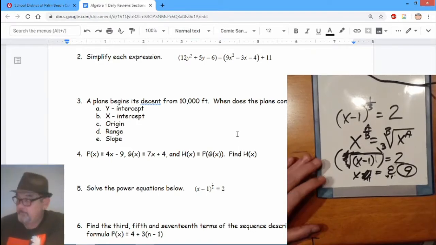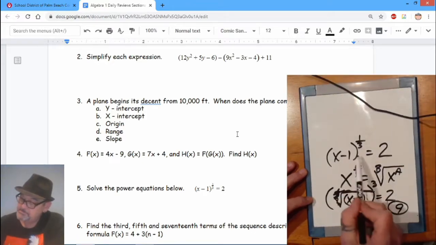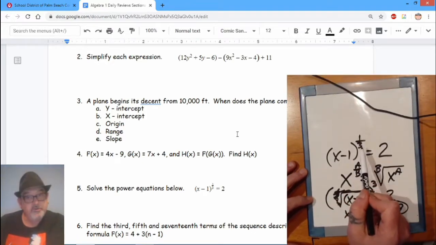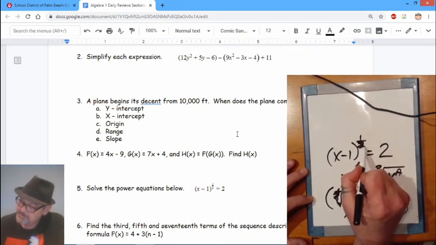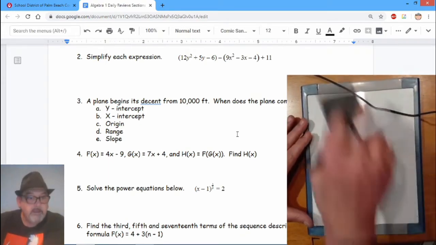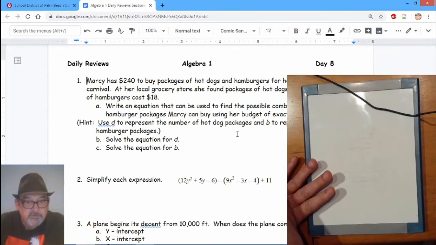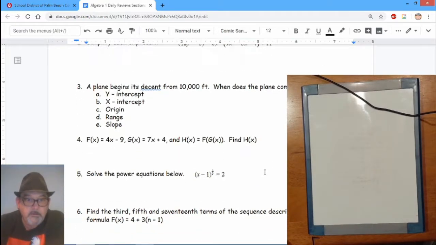Okay, not a hard problem. They're just wanting to check and make sure you remember your rules of exponents. Something raised to the 1/3 power is the same as the cubed root. Just like if this was raised to the 2nd power, this would be the square root. Okay. All right, number 6. Whoops, my bad. Number 6.